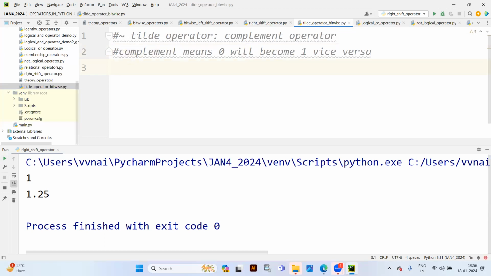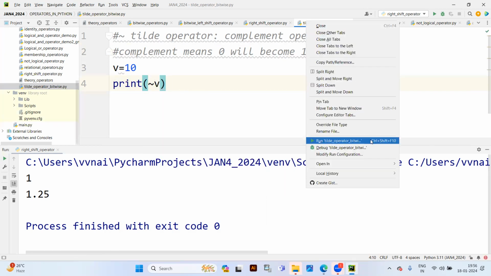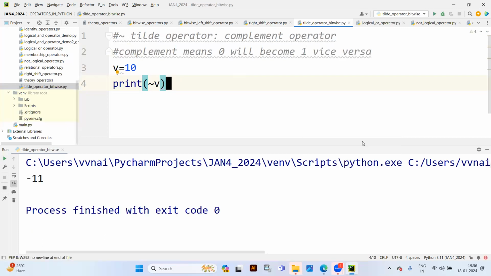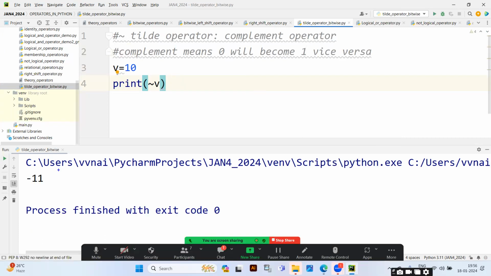Now, if I take V is equal to 10, and you perform the ones complement on V, what output are you going to get? Minus 11 is the output. Are you seeing, guys? For the value 10, if you perform the complement operation, the resultant value produced by the computer is minus 11. How did you get that value?